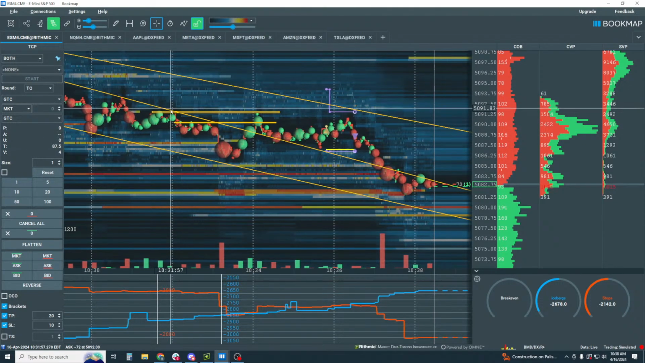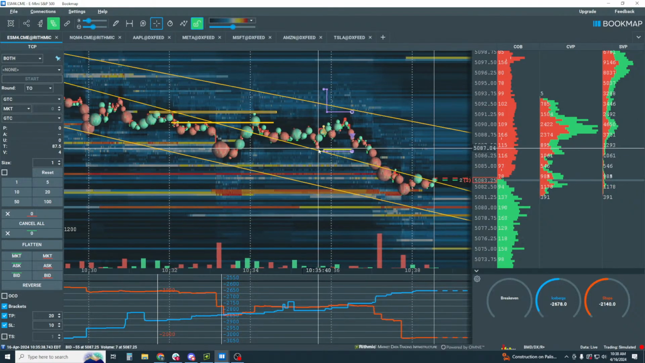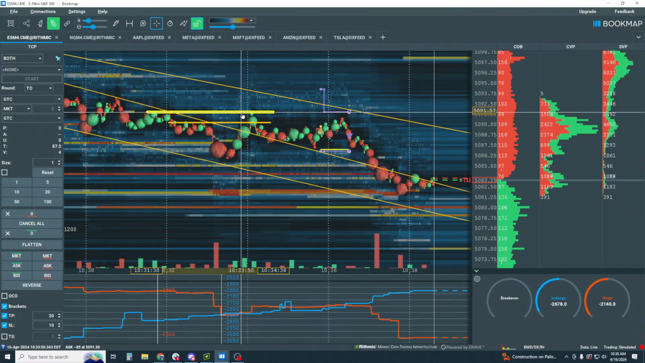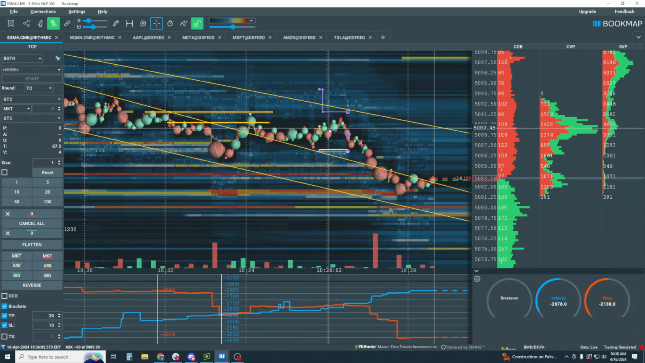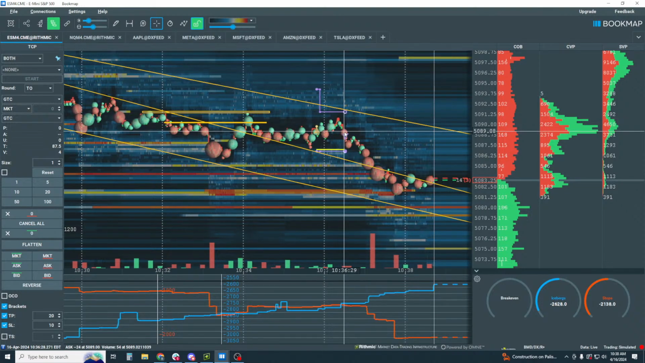Maybe this was a quick scalp of an idea because of the rejection right here, and then just looking for the test to here. But it started to play out, and then you can see the exhaustion and the selling coming in.